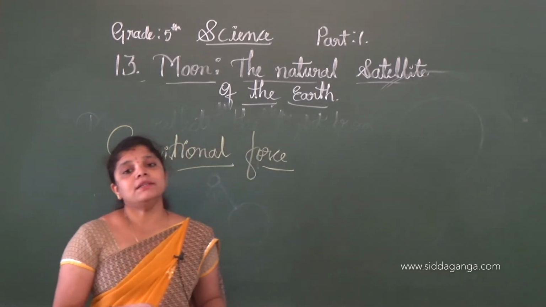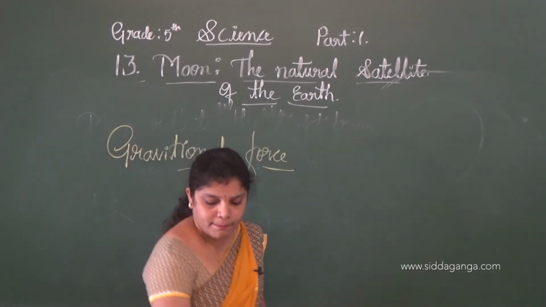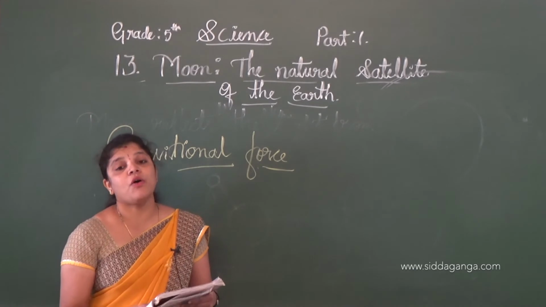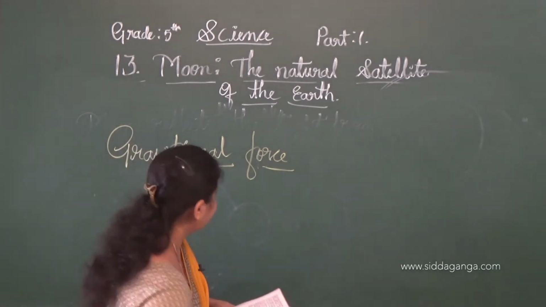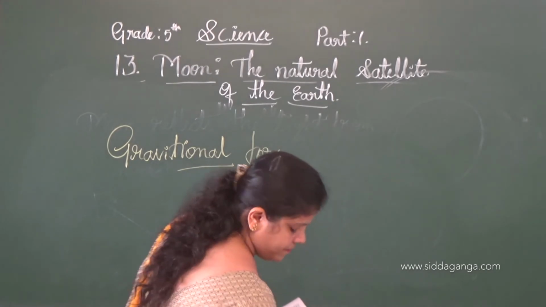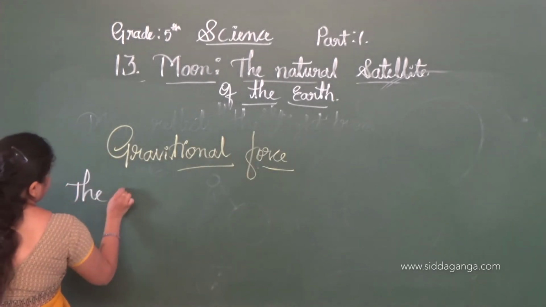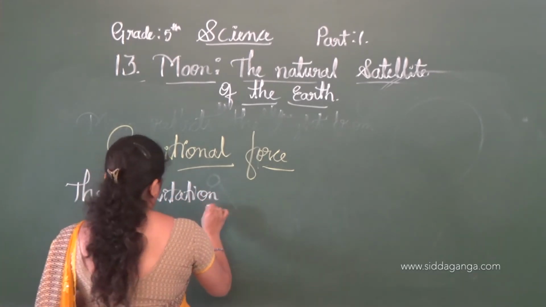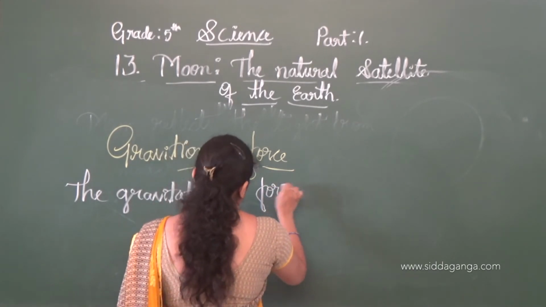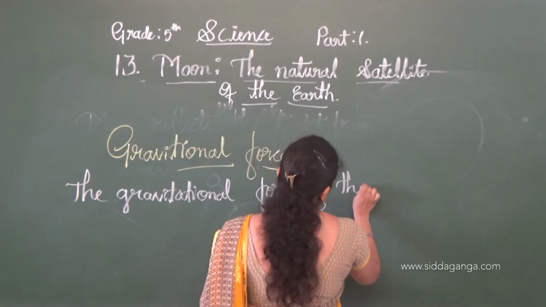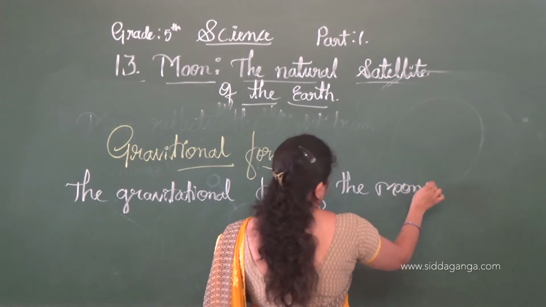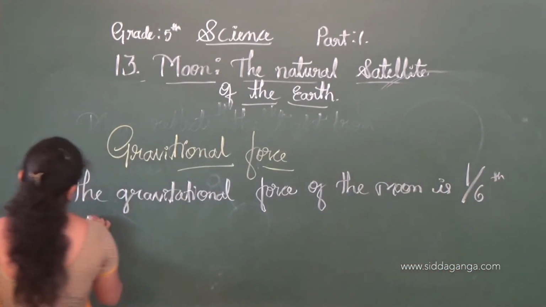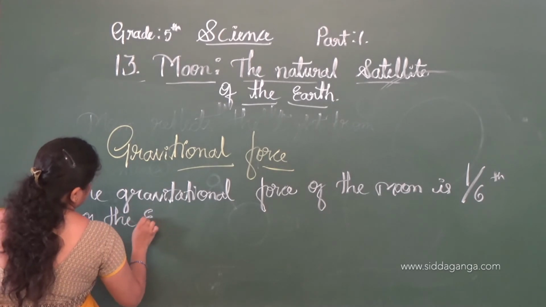Okay, so when you see the earth's gravity, it's 1/6. So the gravitational force of the moon is 1/6 of the earth's.